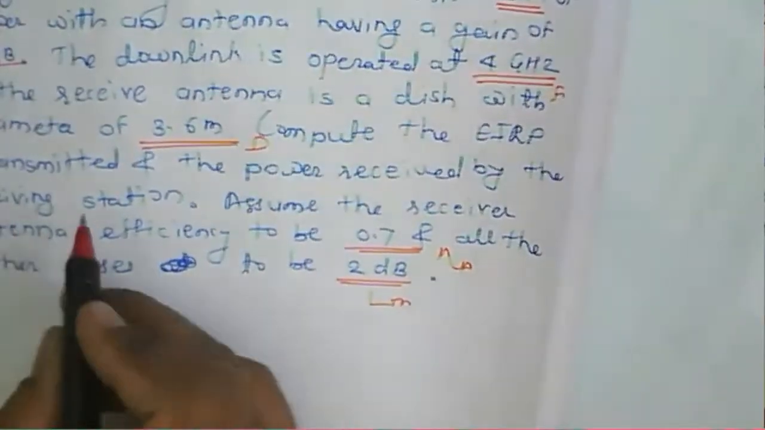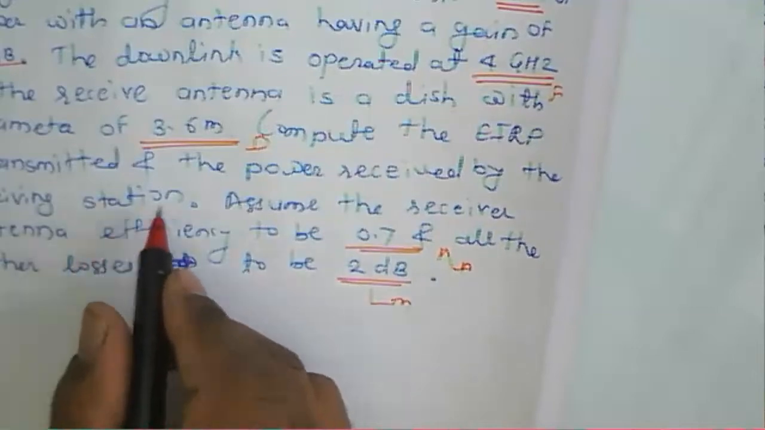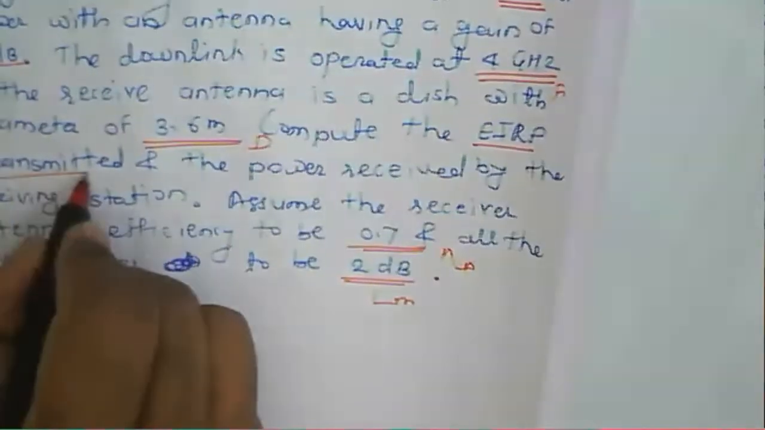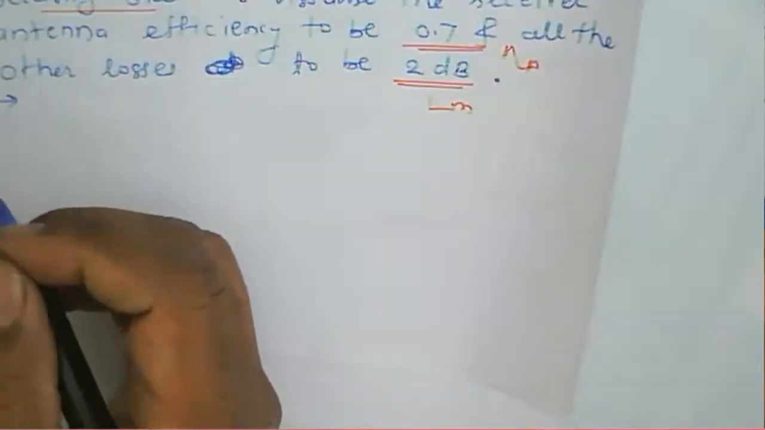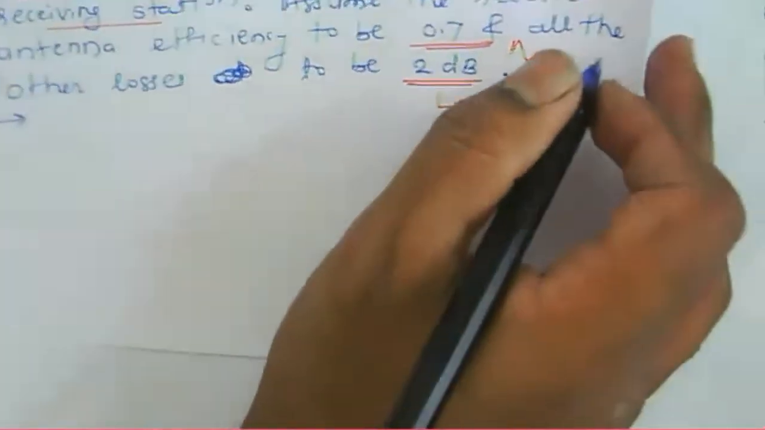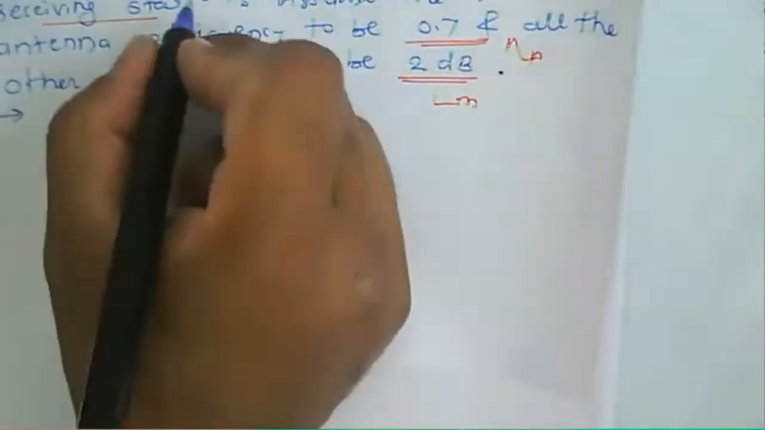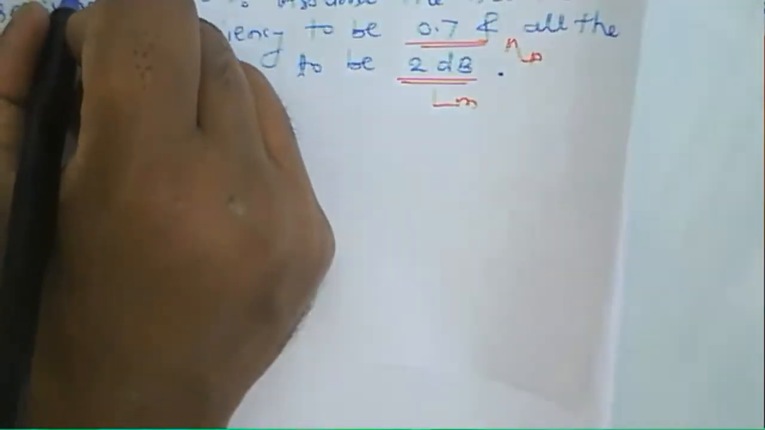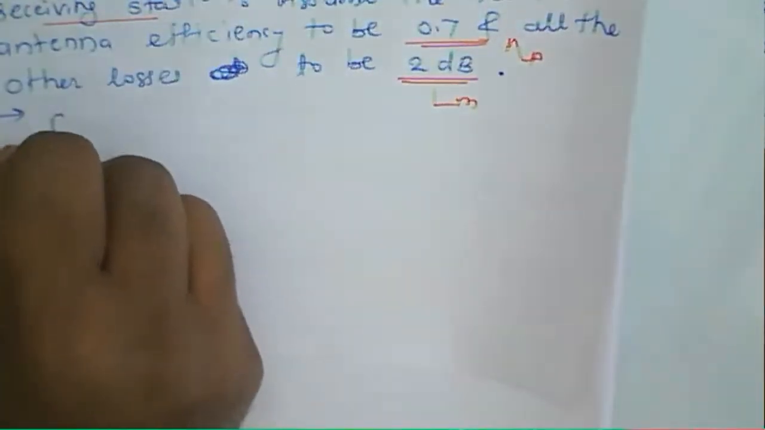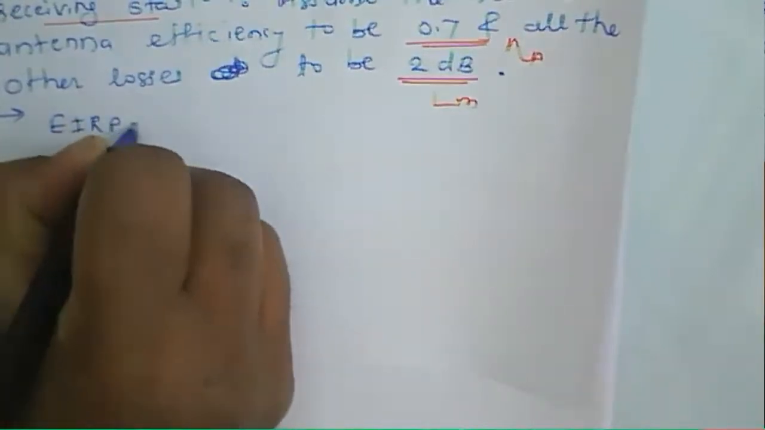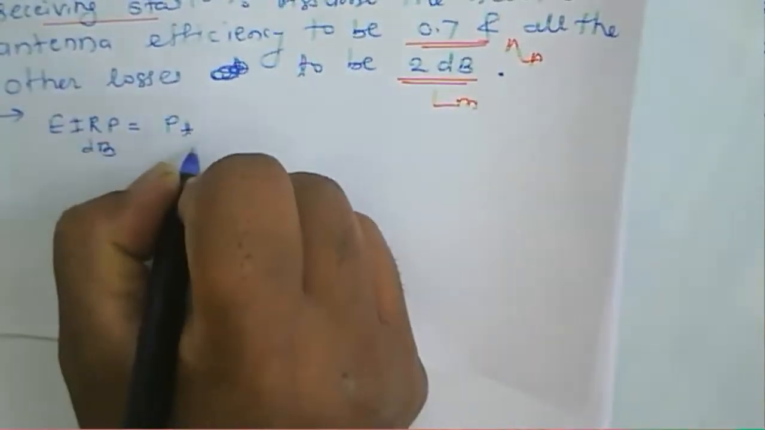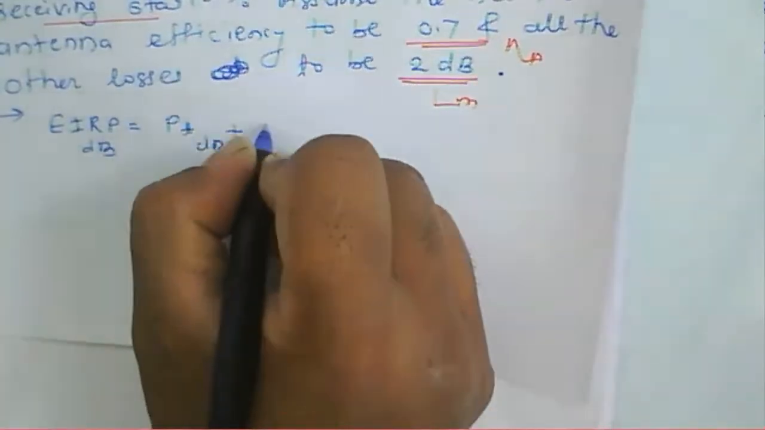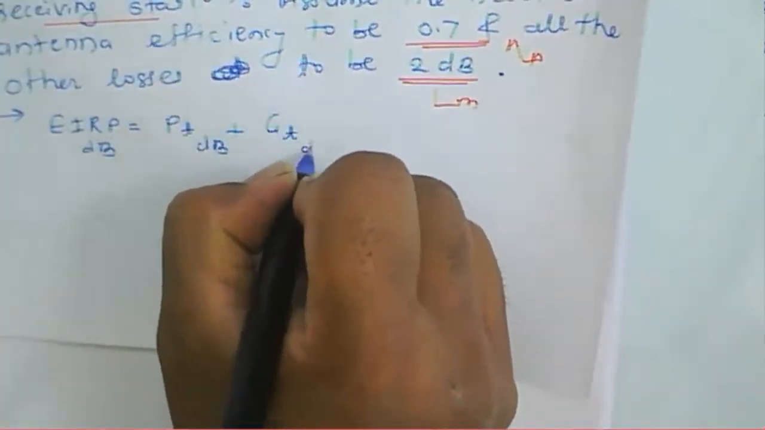Now here our aim is to find the EIRP transmitted and the power received by the receiving station. So we will calculate first the EIRP. So EIRP in dB is equal to PT in dB plus GT in dB here.